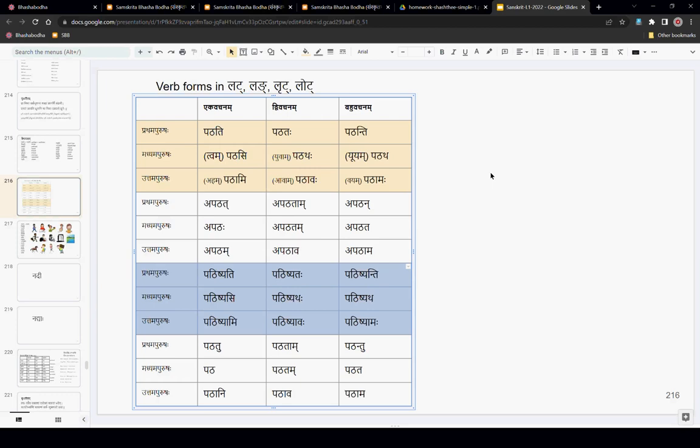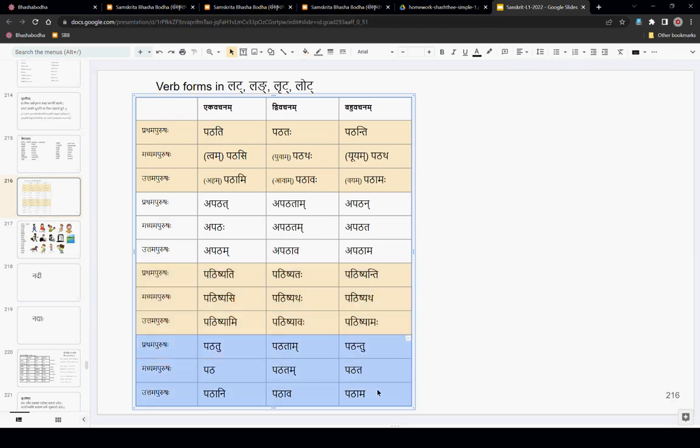Right? It can happen in present tense, present vartamana kala. Kriya can happen in the bhuta kala, or it could happen in the future tense, bhavishyat kala.